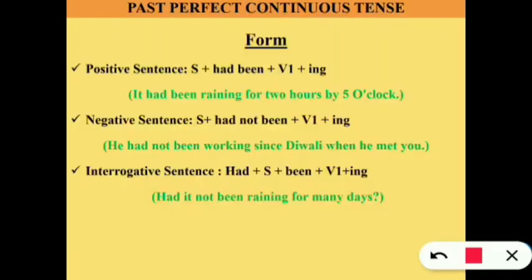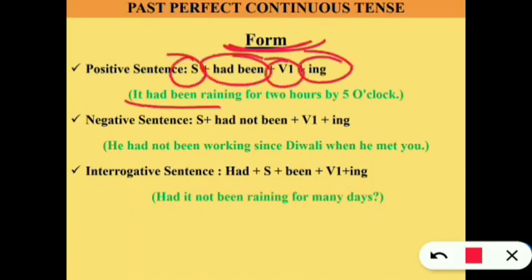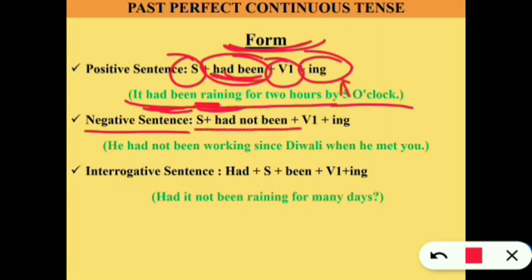Past perfect continuous tense form. Let's check it out. Subject had been and verb 1 with ing form. It had been raining for 2 hours by 5 o'clock. So here had been is there in the form, and then ing, rain is the verb, and ing we have added. Negative sentence. In negative sentence, we just add not into it with verb 1 ing form. He had not been waiting since Diwali when he met you.